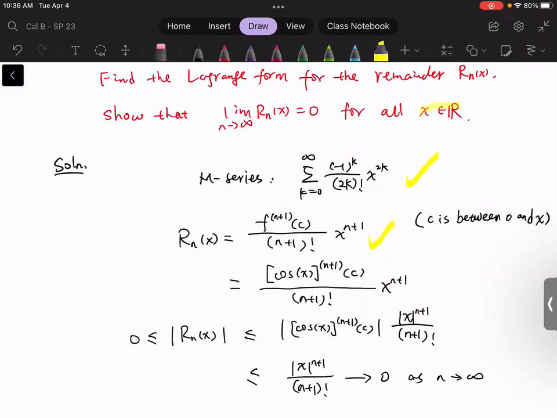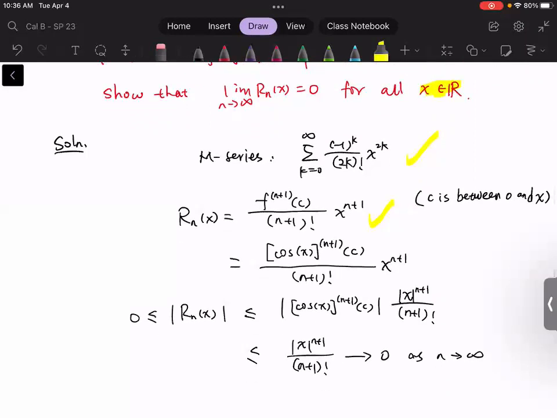Now, what we really want to do is show this remainder term will converge to 0 for all x. That means we choose any x value on the real number line and then fix it. Now the x appearing in the remainder term is just a constant. Now we want to take the limit. We can establish a lower and upper bound for this term. Take the absolute value of R_n(x).